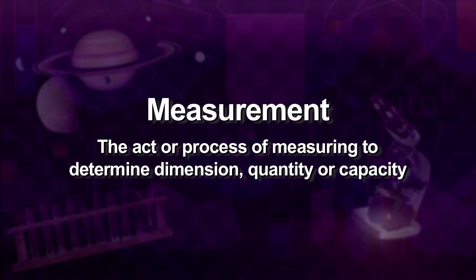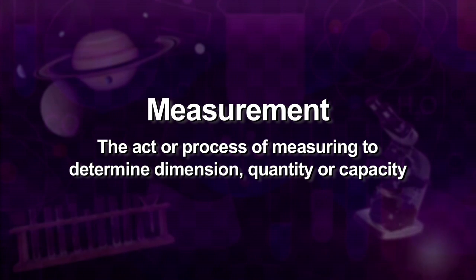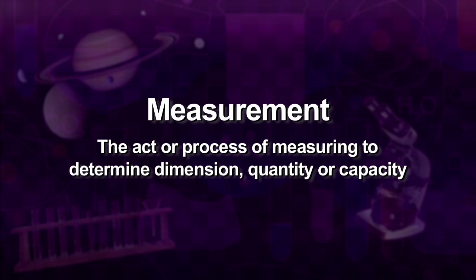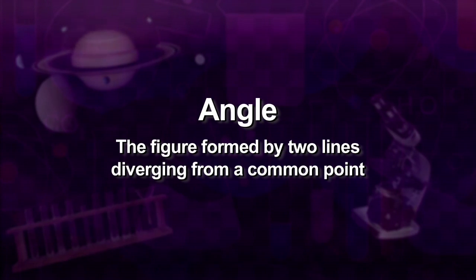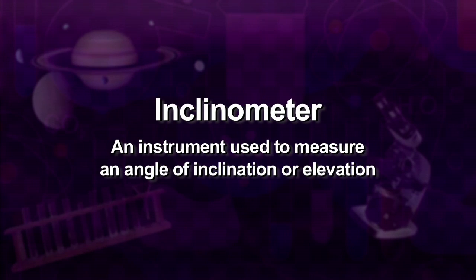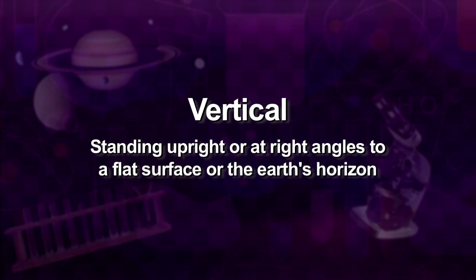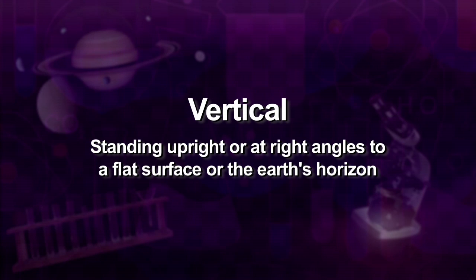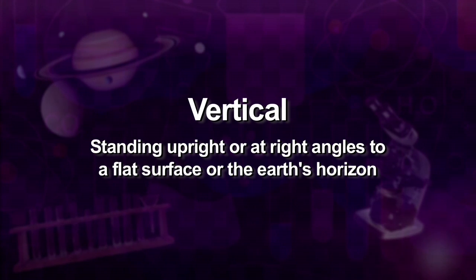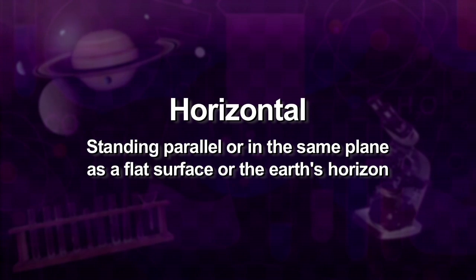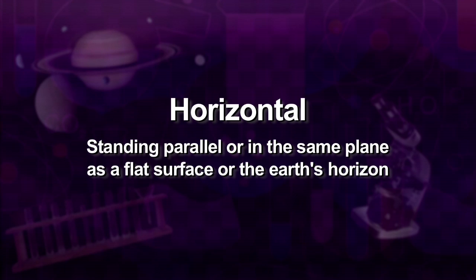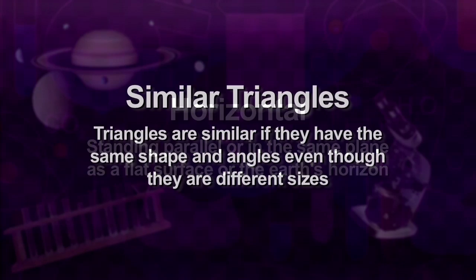Measurement. The act or process of measuring to determine dimension, quantity, or capacity. Angles. The figure formed by two lines diverging from a common point. Inclinometer. An instrument used to measure an angle of inclination or elevation. Vertical. Standing upright or at right angles to a flat surface or the Earth's horizon. Horizontal. Standing parallel or in the same plane as a flat surface or the Earth's horizon.